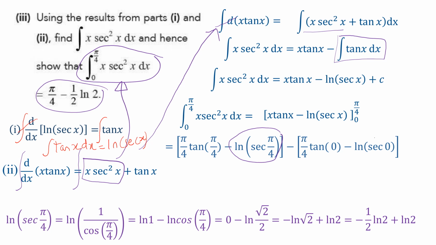Alright, so ln secant pi over 4, we're going to change your secant to 1 over cos. Secant is 1 over cos pi over 4, right? And then we're going to apply ln a over b, that gives you ln a minus ln b, to separate it, to get ln 1 minus ln cos pi over 4. Ln 1, of course, is 0. And cos pi over 4, pi over 4 is 45 degrees, so cosine 45 degrees is a special angle which gives you square root 2 over 2.